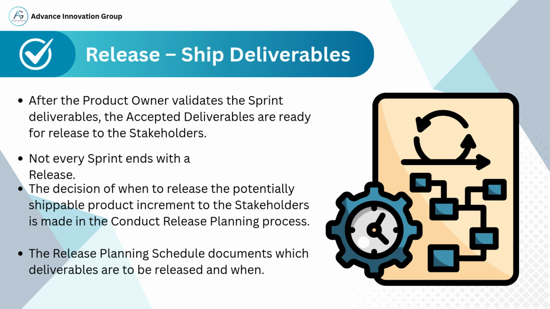However, it's important to note that not every sprint ends with a release. Just because something is potentially shippable doesn't mean it will be shipped immediately. The decision to release the product increment is taken during the conduct release planning process. This ensures that delivery is strategic and aligns with business goals, stakeholder readiness, and market timing. The release planning schedule is the document that outlines which deliverables will be released and when they will be released. This helps keep all parties aligned and ensures that delivery is smooth and coordinated.